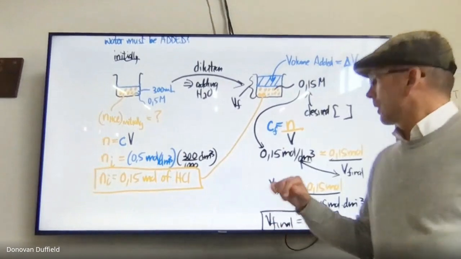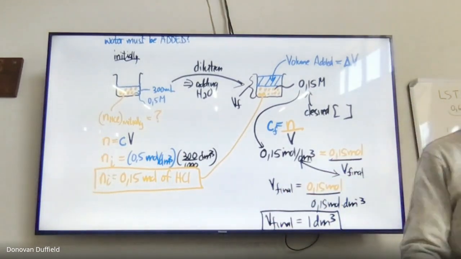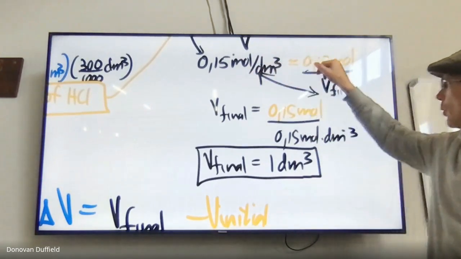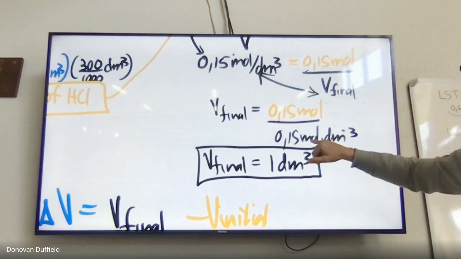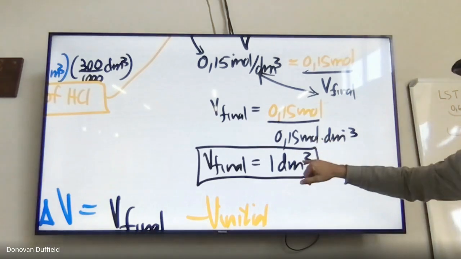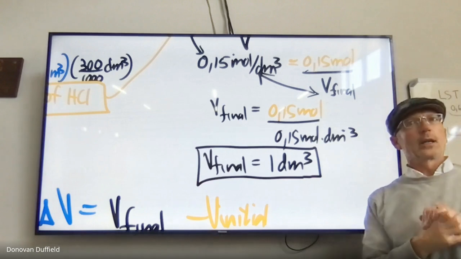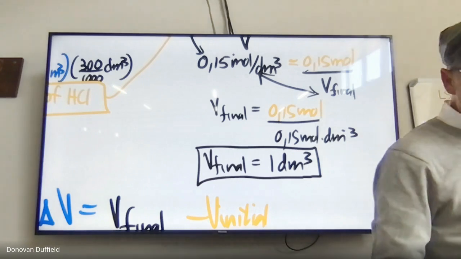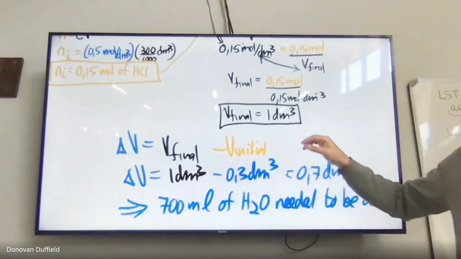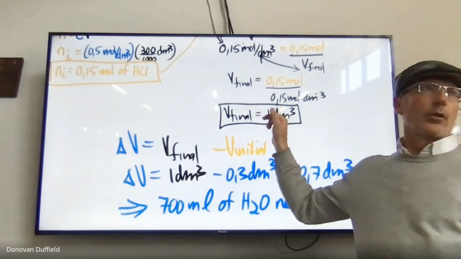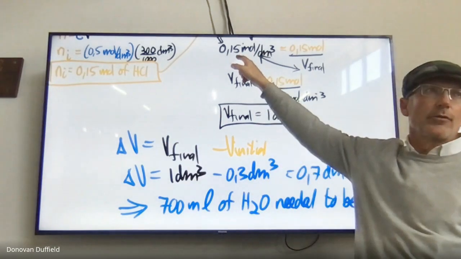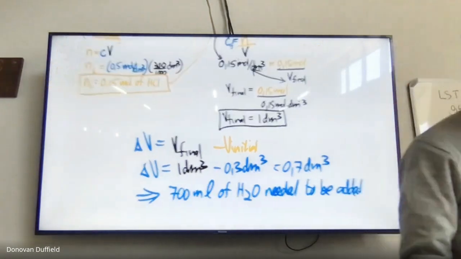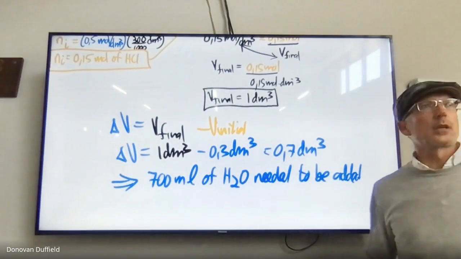So when we work out the final volume, V final is going to equal 0.15 over the new, desired concentration. We get that the final volume must be 1 cubic decimeter. Now, what you need to add is the difference between the final volume, where the concentration is 0.15, and the initial volume, where the concentration is 0.5. That gives you that you need to add an extra 0.7 cubic decimeters.